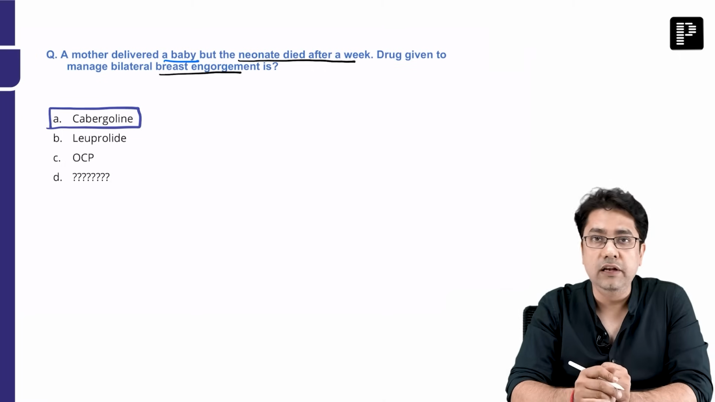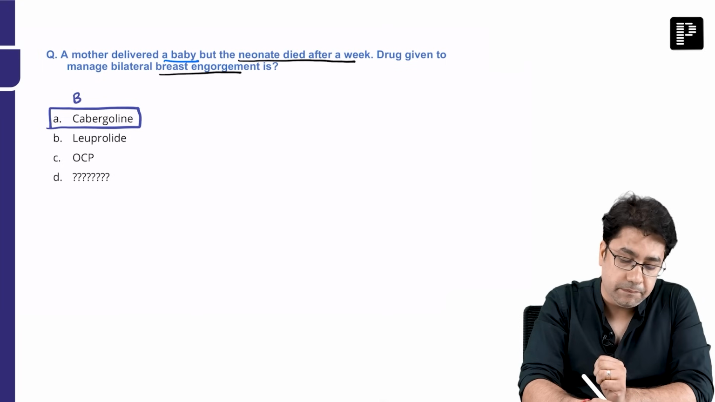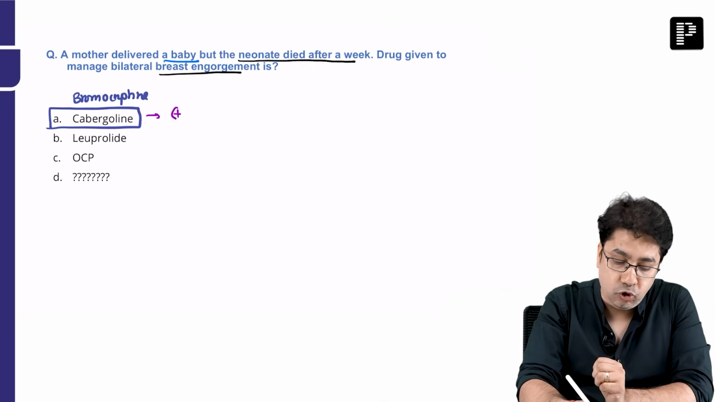Now, what is cabergoline? A similar drug, bromocriptine, can also be given. These two drugs can be given. Cabergoline and bromocriptine stimulate the dopamine D2 receptor.